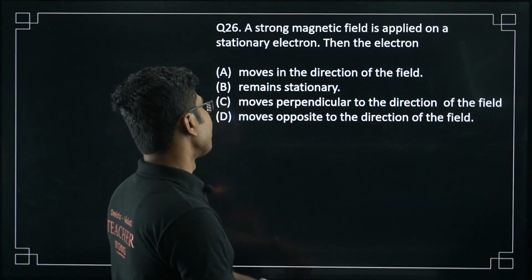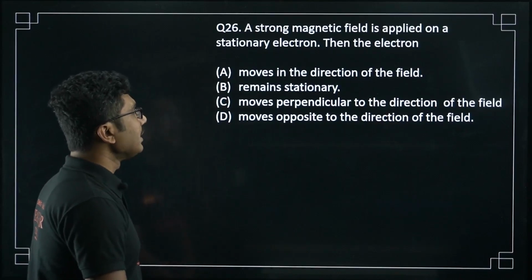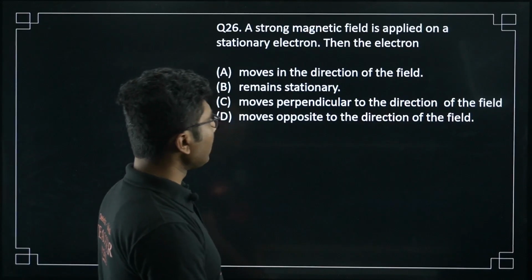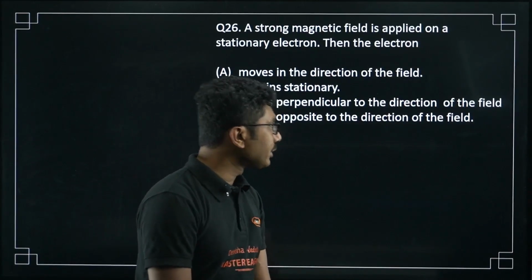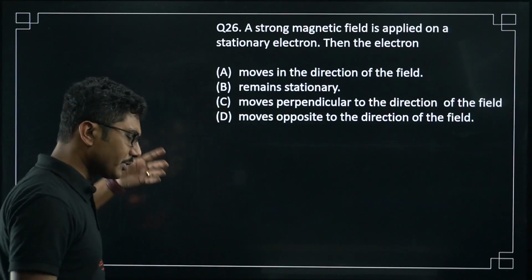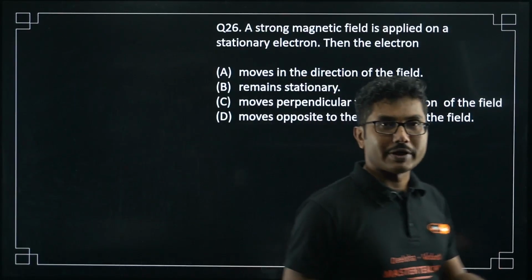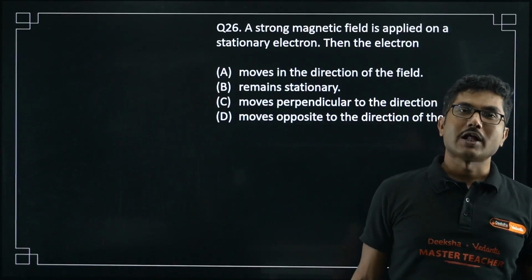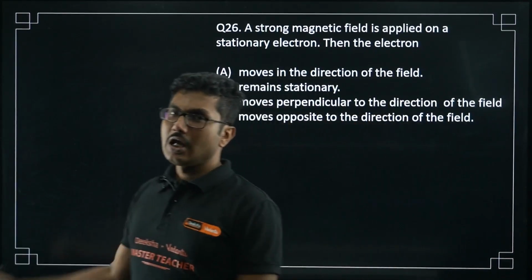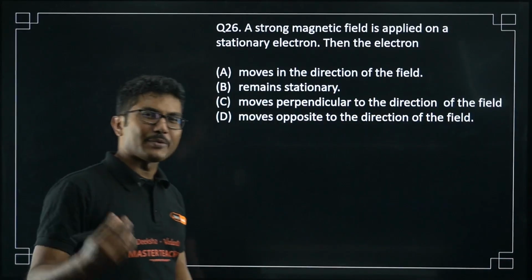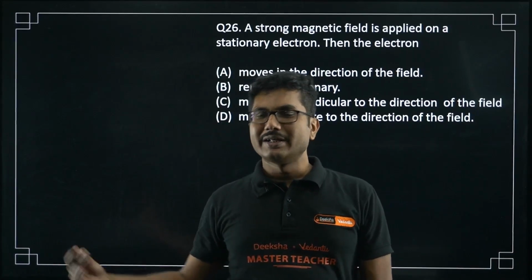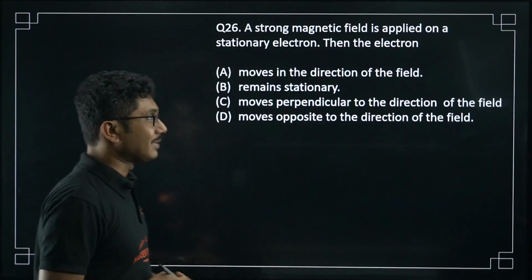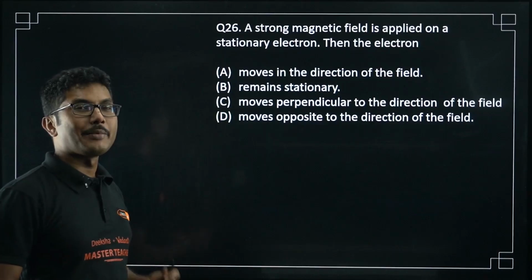Now, a strong magnetic field is applied on a stationary electron. Then the electron moves in the direction of the field, remains stationary, moves perpendicular to the direction of the field, or moves opposite to the direction of the field. As you can see, most of the questions are not straightforward. You have to think twice before answering. In the previous question, if it is just what is the dimension or what is the unit, those are remembering based questions. But these are not direct remembering based questions.